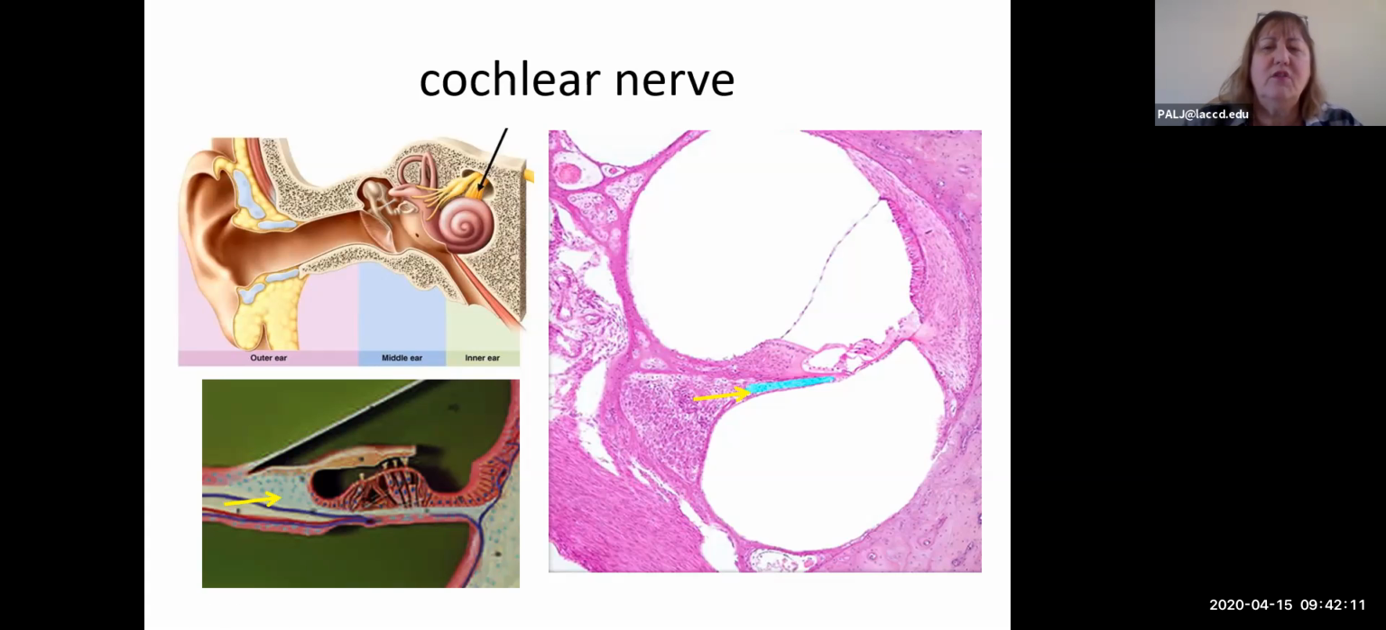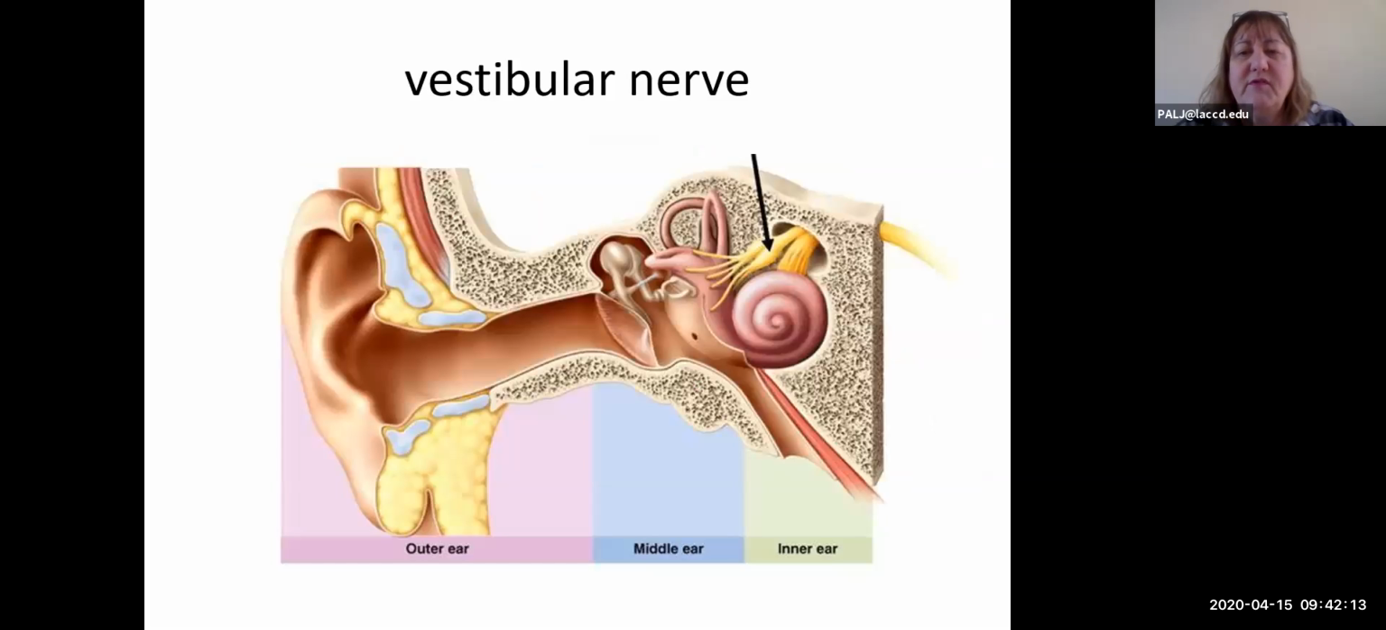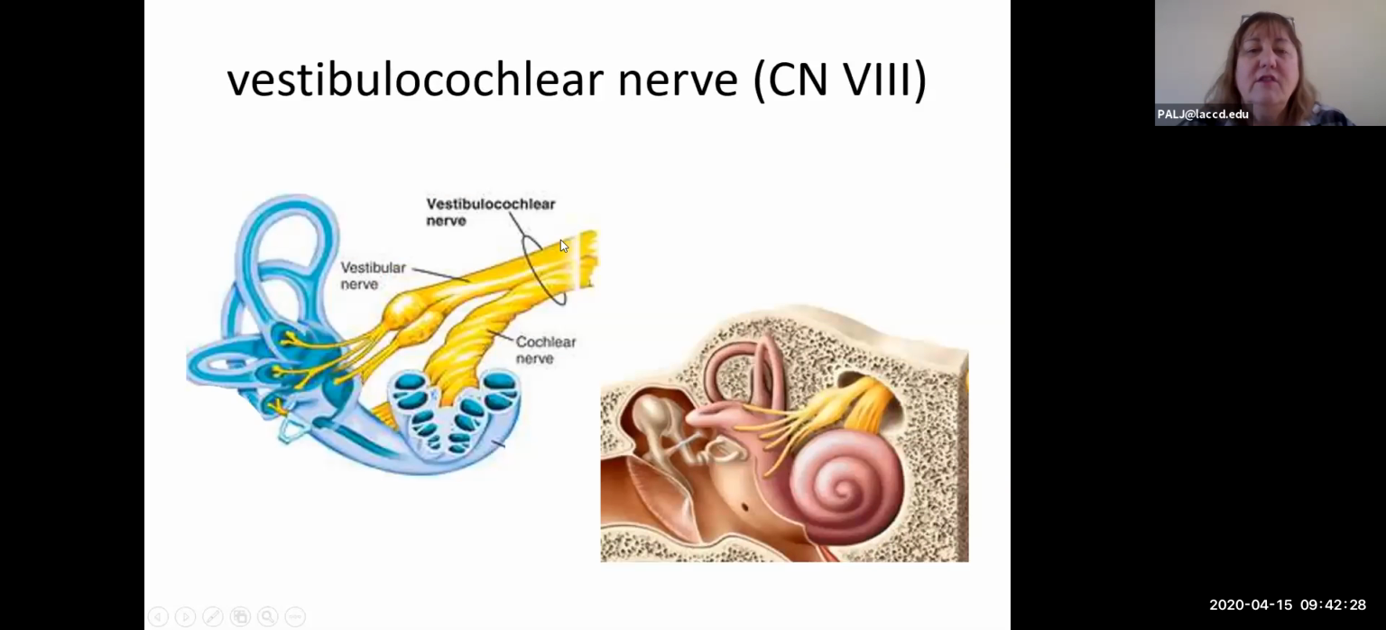And what the cochlear nerve does is it joins up with the vestibular nerve, and the vestibular nerve originates in the vestibule as well as in the ampulla of the semicircular ducts. And so then the vestibular nerve joins up with the cochlear nerve to form the 8th cranial nerve, the vestibulocochlear nerve, and it goes through the internal acoustic meatus to enter the brainstem.